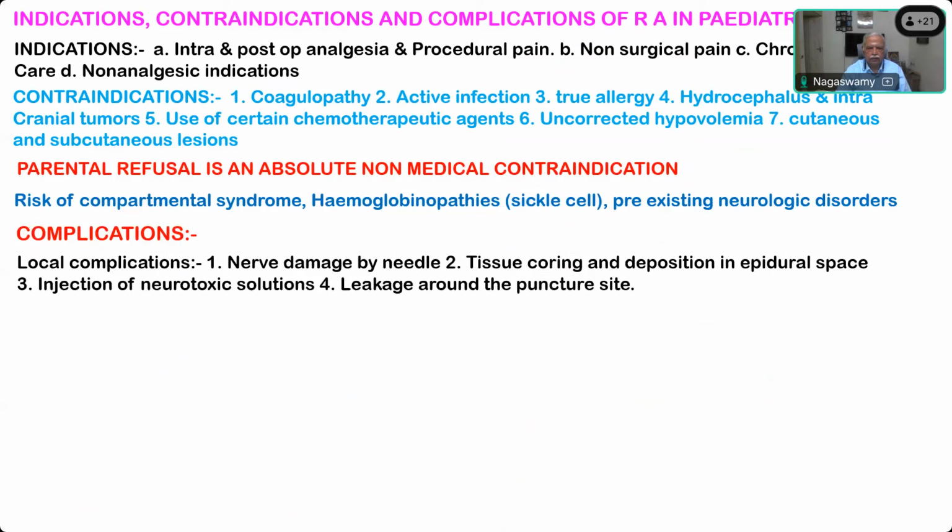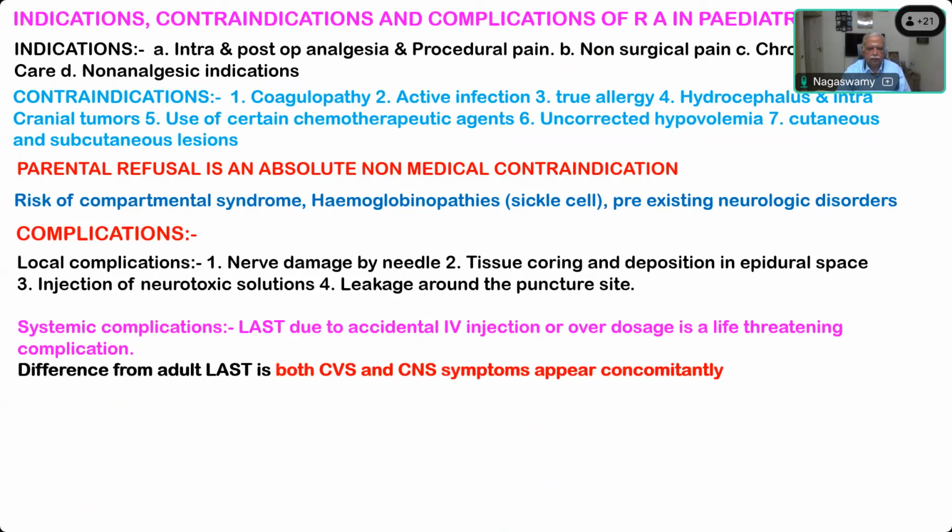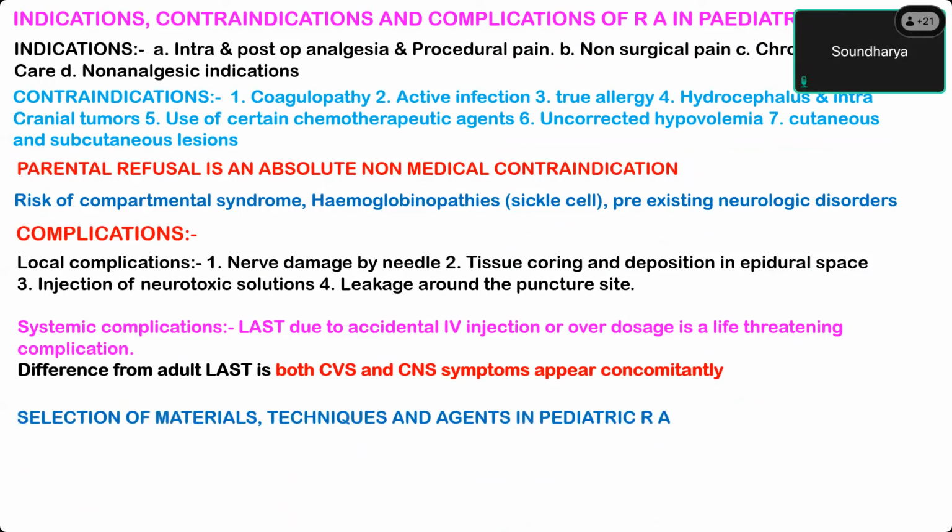Coming to complications: nerve damage by the needle, tissue coring or deposition in the epidural space, intra-epidural injection of neurotoxic solutions, leakage around the puncture site. And systemic complications, last, that is local anesthetic systemic toxicity due to accidental IV injection or overdosage. And the difference between adult and pediatric is that both CVS and CNS symptoms appear together or concomitantly.